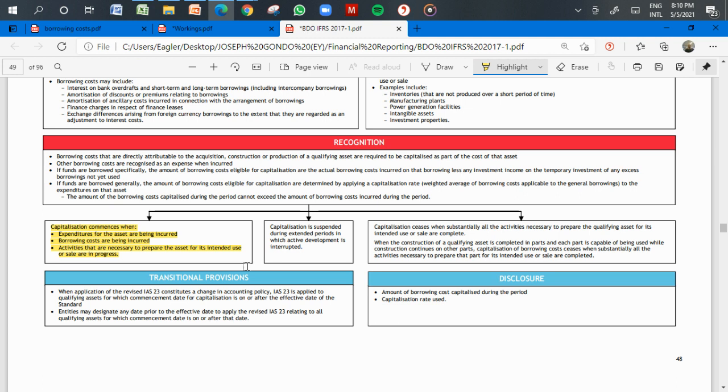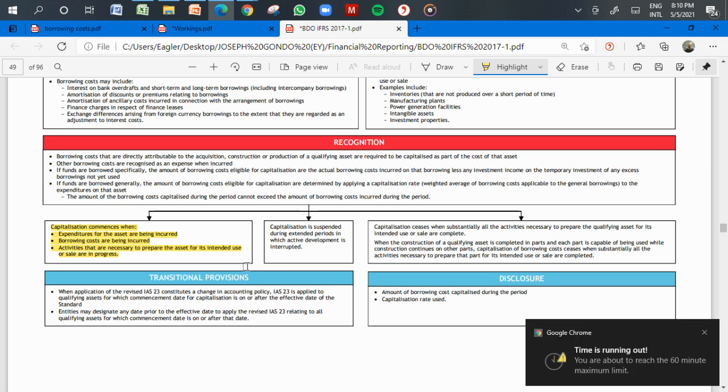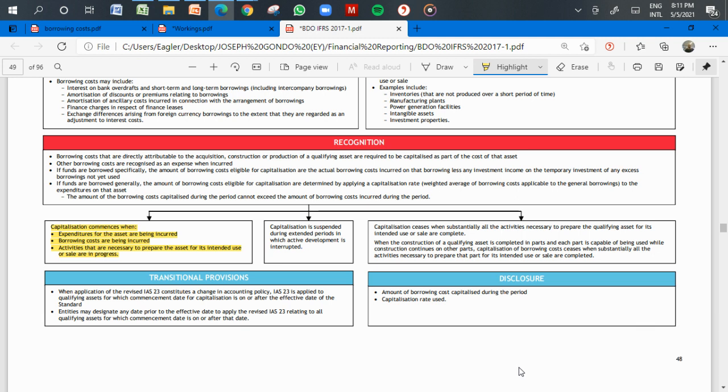Then second, we said, when should we suspend capitalization of borrowing costs? And we said, during extended periods in which active development is interrupted. So in that instance, we suspend the capitalization of borrowing costs. Number two, capitalization ceases when substantially all the activities necessary to prepare the qualifying asset for its intended use are complete. So don't leave out the substantially. This word is very important, the substantially. Okay. So we are saying when the construction of a qualifying asset is completed in parts and each part is capable of being used while construction continues on the other parts, capitalization of borrowing costs ceases when substantially all the activities necessary to prepare that part for its intended use or sale are complete.